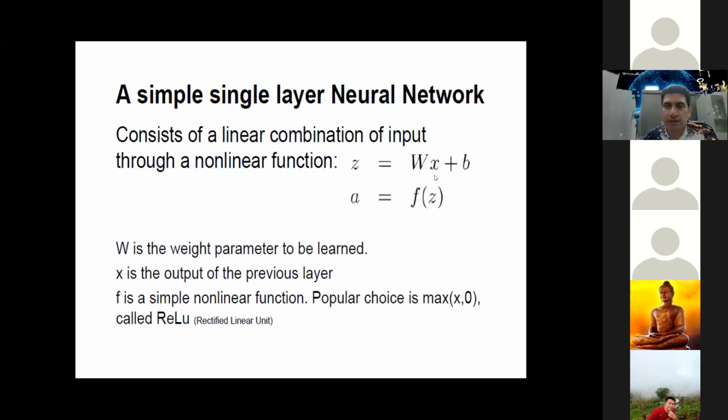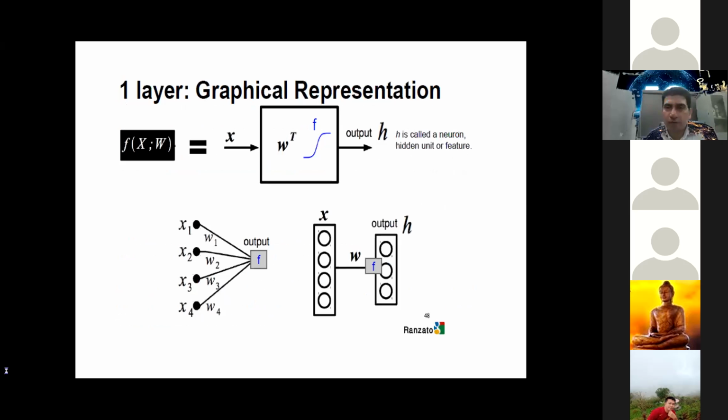By input and output, we define what the weight parameters are for the various inputs. X is an output of the previous layer. F is a simple nonlinear function. Popular choices will be ReLU. I'll go through the activations in that case. So these are the inputs, these are the weights, and these are the outputs.